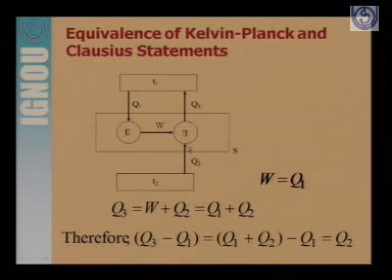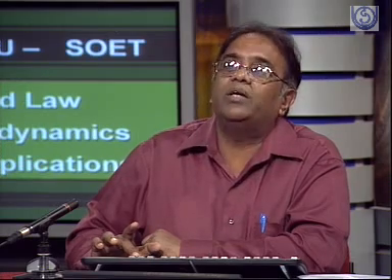That means the heat supplied from the sink, Q2, will be equal to the heat going into the source whose temperature is T1, that is Q3 minus Q1. So it is a violation of the Clausius statement, that for any thermodynamic cycle it is impossible to transfer heat from a low temperature region to a high temperature region without doing some external work. So we have discussed that if there is a violation of the Kelvin-Planck statement, automatically there will be a violation of the Clausius statement, and vice versa. These two statements go hand in hand.